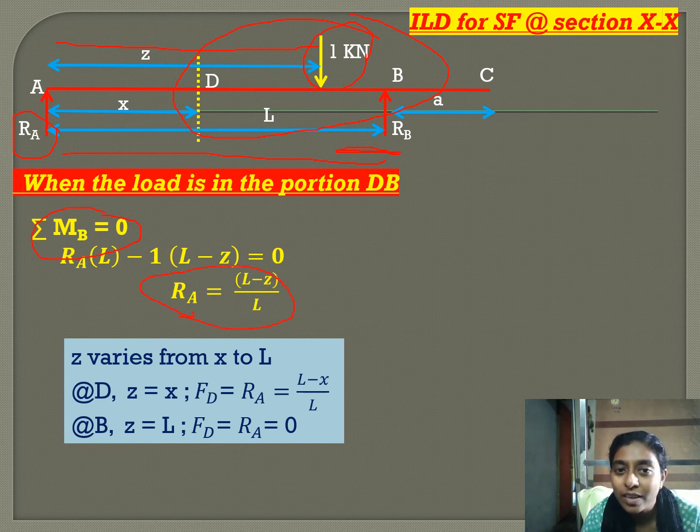Now you see Z is varying from X to L. This is from D to B. So, by substituting we get at D, RA is equal to L minus X, and at B, RA is equal to 0.